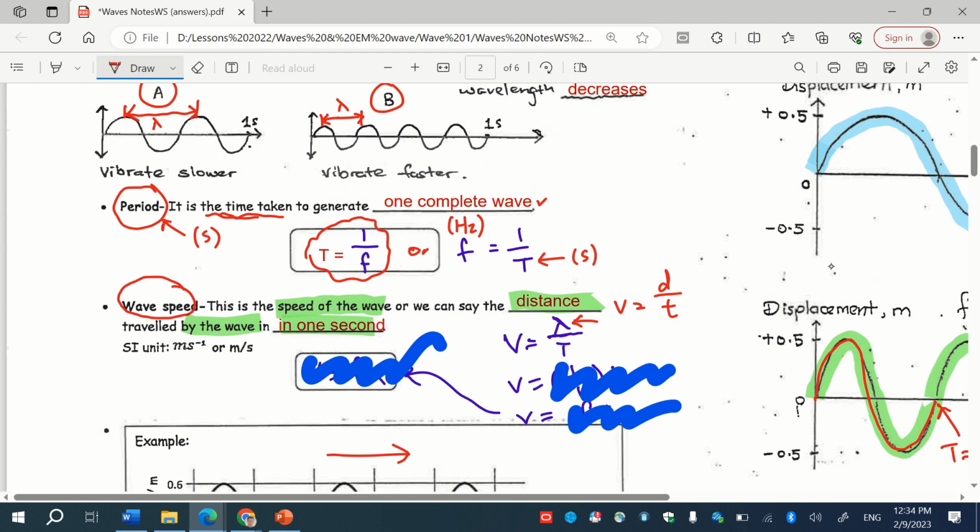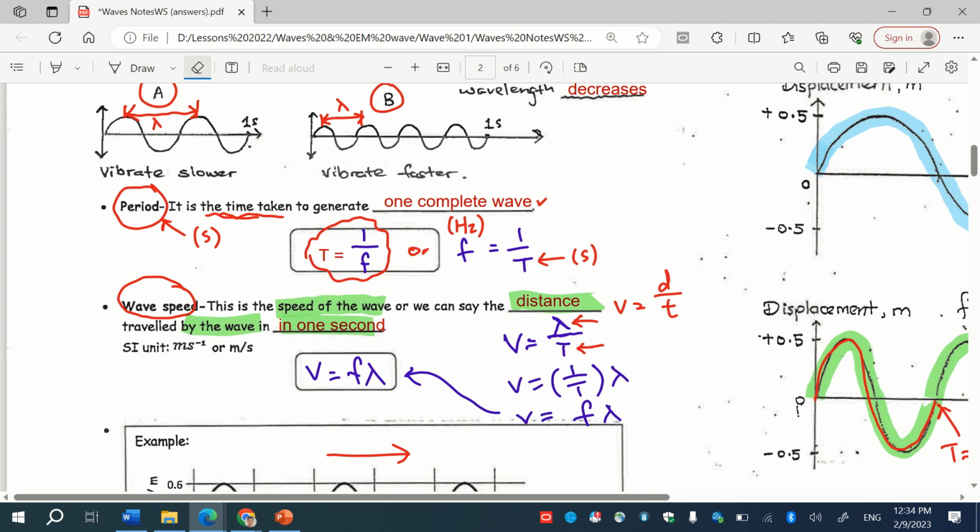The time taken for one wave is the period. So it's wavelength over T. Distance over time can be wavelength over period. If you take out the 1 over T, the formula becomes 1 over T times wavelength. Remember, 1 over T is also f, so the formula becomes v equals f times wavelength. Recall, the wavelength symbol is lambda. So frequency times wavelength is your next formula.